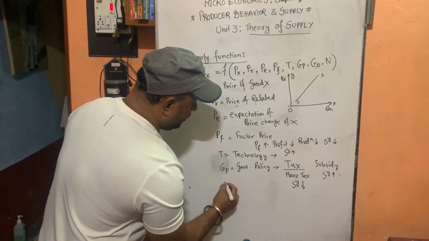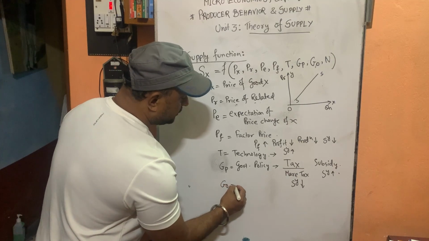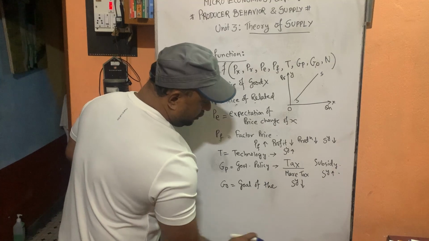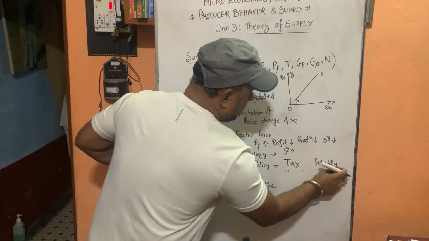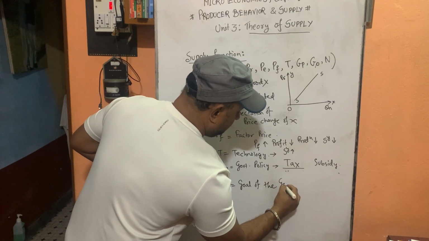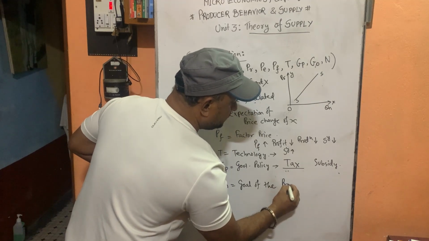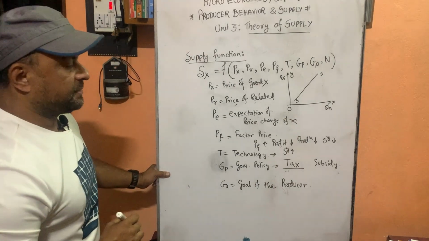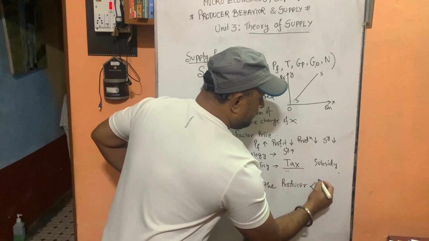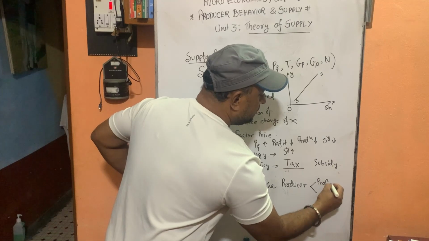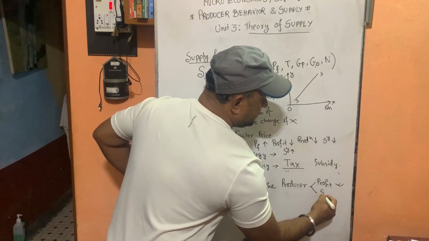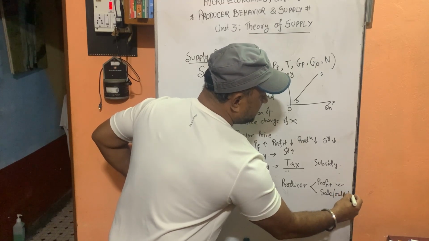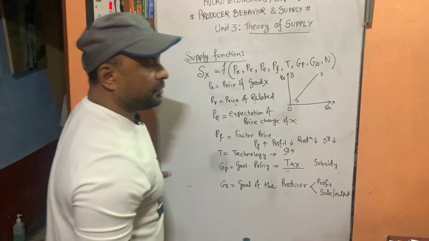Sixth one is goal of the producer. Goal means target. Target in the sense, goal is generally of two types. One is profit maximization goal. Another is sales or output or welfare maximization goal. Two types of goal of the producer.